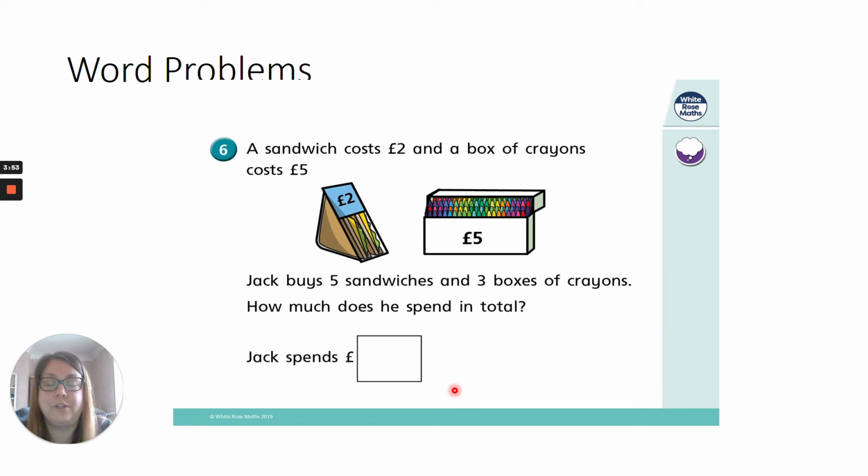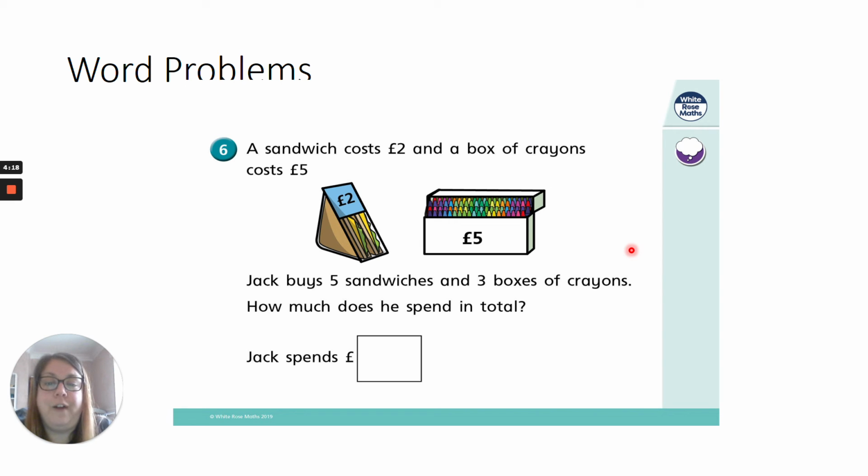I'll read that again because it's quite a tricky one, this one. A sandwich costs £2 and a box of crayons costs £5. Jack buys 5 sandwiches and 3 boxes of crayons. How much does he spend in total? So you need to work out how much is spent on sandwiches, how much is spent on the crayons, and how much is spent altogether. Pause the video, off you go.